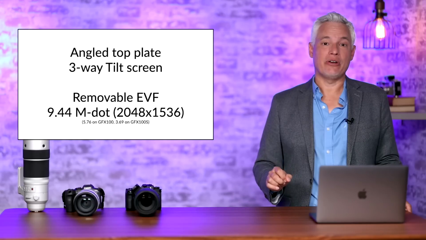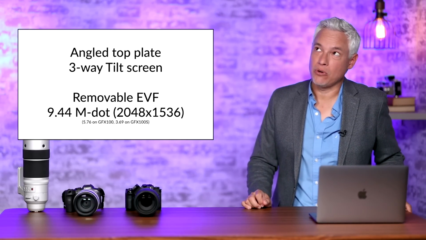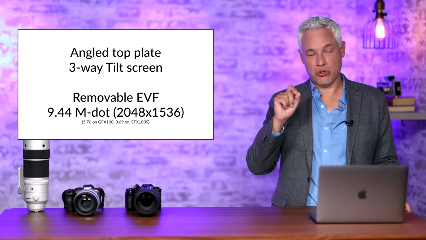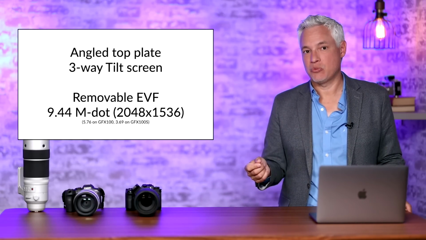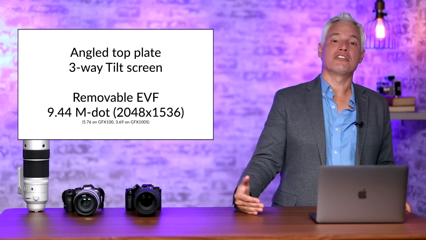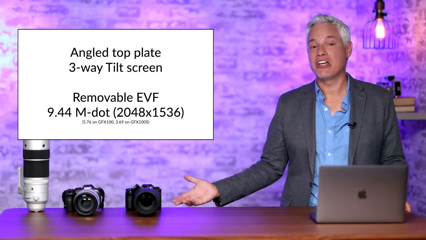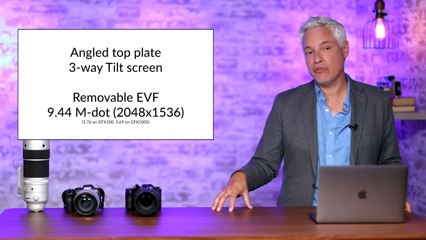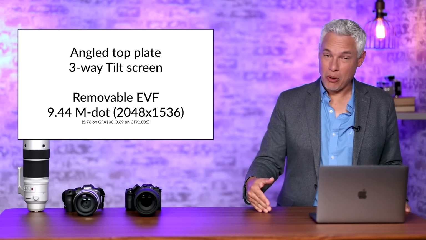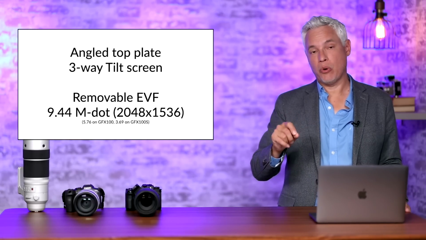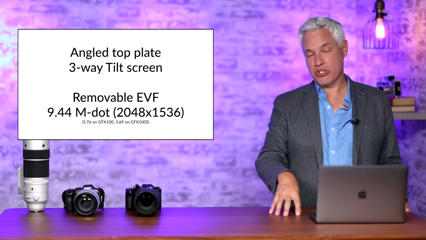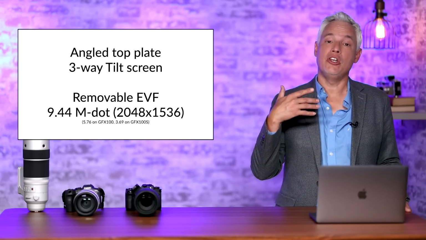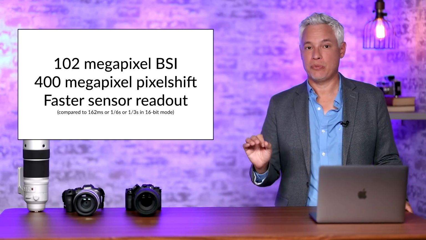And the electronic viewfinder is greatly improved with a 9.44 million dot viewfinder. That's a weird way to measure it, but that resolution works out to 2048 by 1536, which is better than HD, worse than 4K. But that is the state of the art for electronic viewfinders. That's what Sony puts in their top-end cameras, and it's a beautiful viewfinder. The GFX100S, the smaller version, has a relatively low resolution 3.7 million dot viewfinder, and the original GFX100 had a 5.76 million dot viewfinder. So that will be a noticeable improvement for shooters on those platforms.